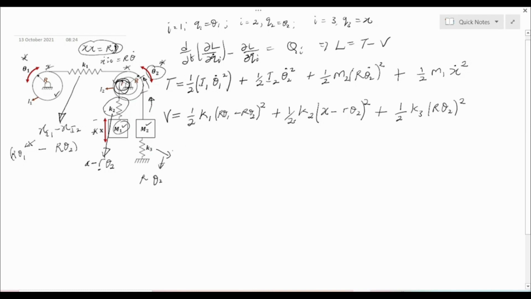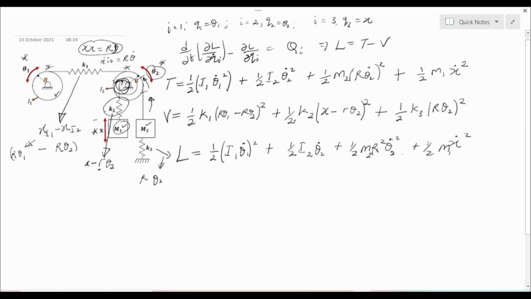So having gotten the potential energy, we want to quickly find our Lagrange function, which is L equal to T minus V. So we're going to subtract V from T. And if we subtract that, we are going to get half I1 theta 1 dot squared plus half I2 theta 2 dot squared plus half m2 r squared theta 2 dot squared plus half m1 x dot squared. Sorry, this is m2.